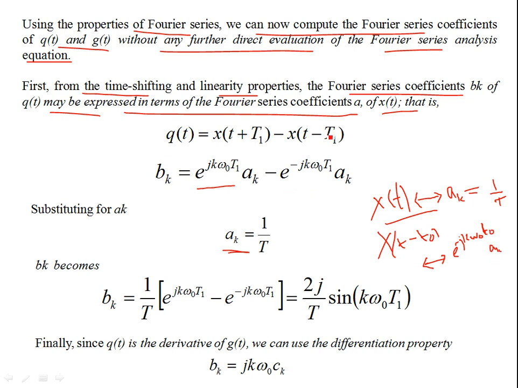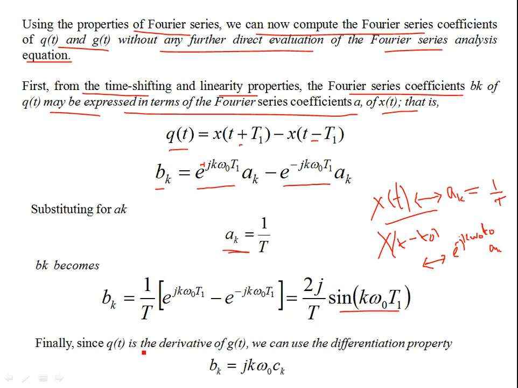So all we are doing is using what we know about the Fourier coefficients of x, and properties of the Fourier series, to evaluate the Fourier coefficients of q(t), which are b_k. So this becomes e^(jk omega naught t1), then we have e^(minus jk omega naught t1). There's a plus sign and a minus sign, so there's a sign difference. Substituting for a_k, we can write this as 1 over T, and then you can combine the two exponentials into a sine term like this. This becomes 2j over T.